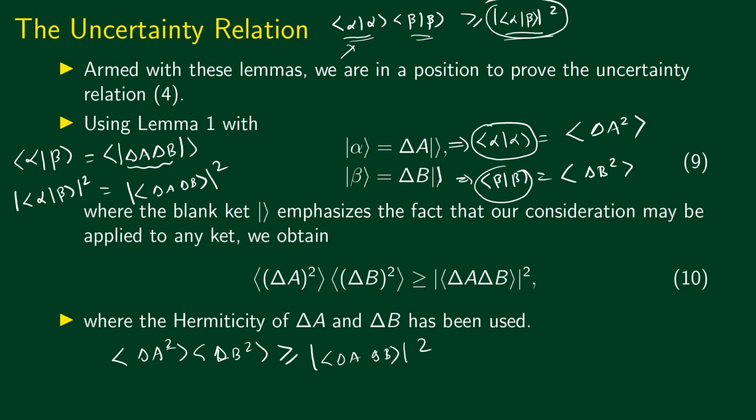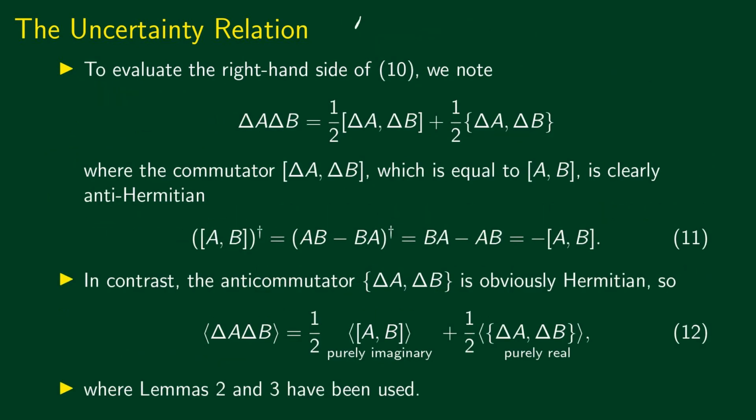So from the first lemma we have the expectation value of delta A square multiplied by the expectation value of delta B square is greater than or equal to the modulus square of the expectation value of delta A multiplied by delta B. It's safe to put these brackets here to emphasize that we are talking about the square of delta A and not delta of A square. That's not what we are talking about, so we'll put these brackets to avoid this confusion. I think in the previous slide I missed these brackets.